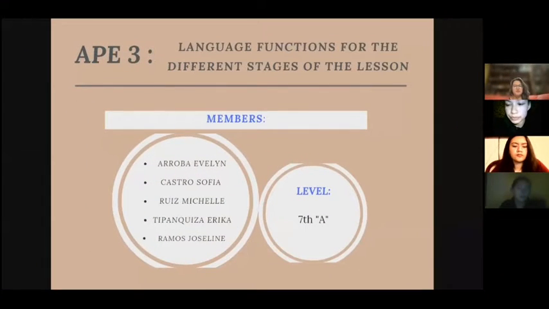Hello teacher, this is our APE guide number 3. In this APE, we will explain some language functions for the different stages of the lesson that are beginning of the lesson, middle of the lesson, and finish of the lesson.